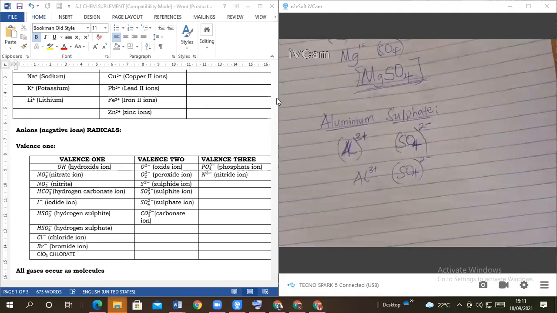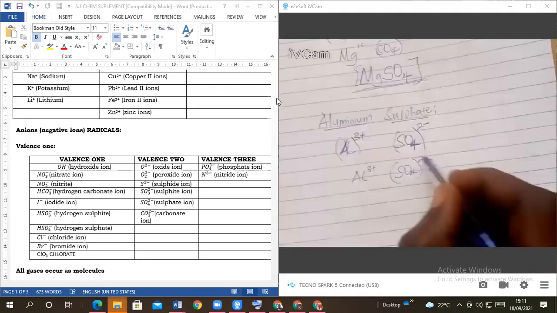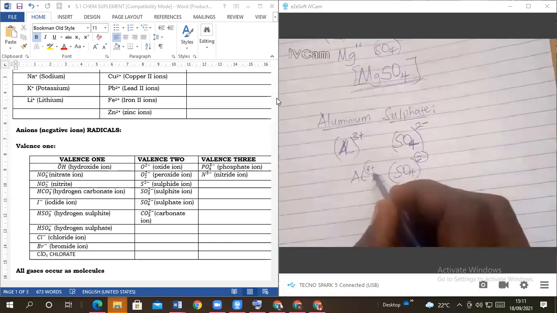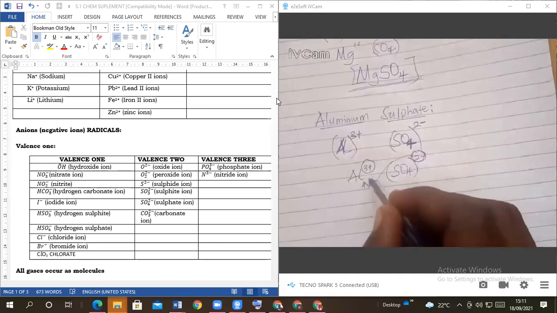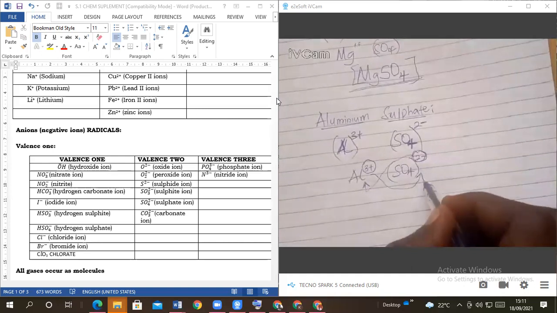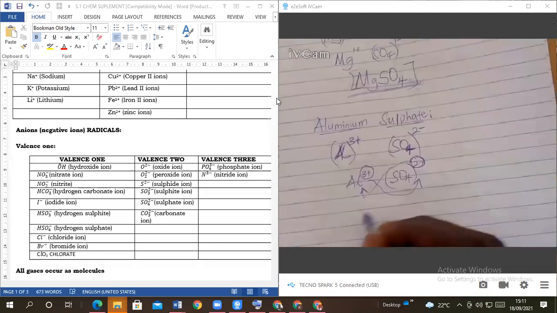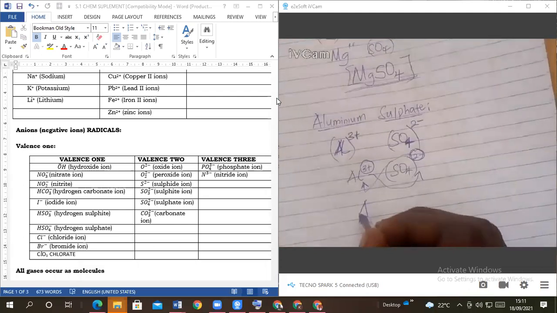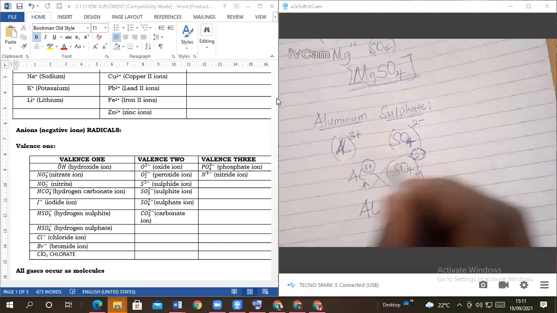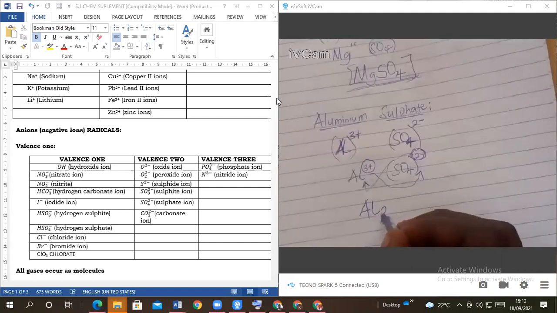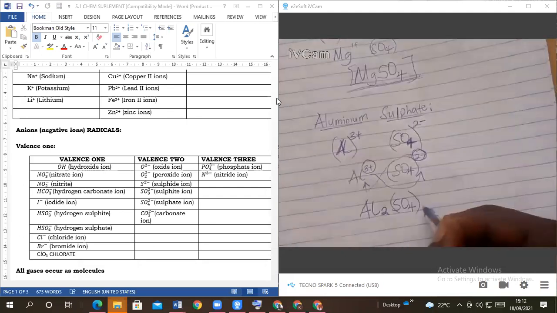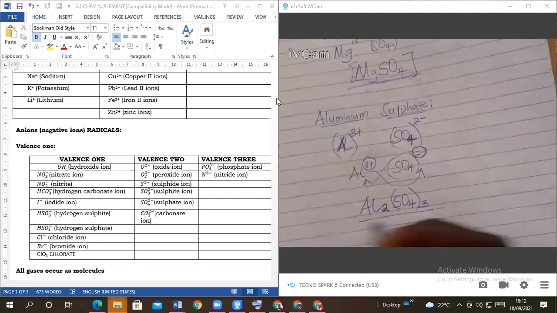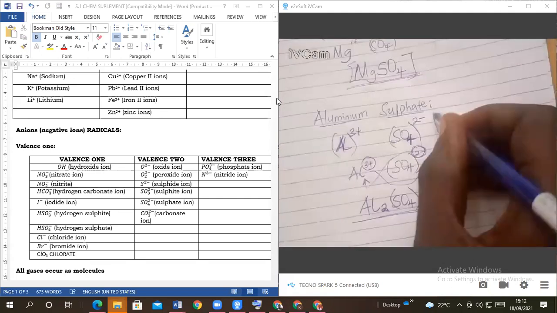The next step is to show power exchange. These powers only. So this 2 crosses to aluminium. The 3 goes to sulfate. So our compound becomes aluminium Al. Since we cannot reduce them, we just copy them like that. Al2(SO4)3. That is a compound known as aluminium sulfate.